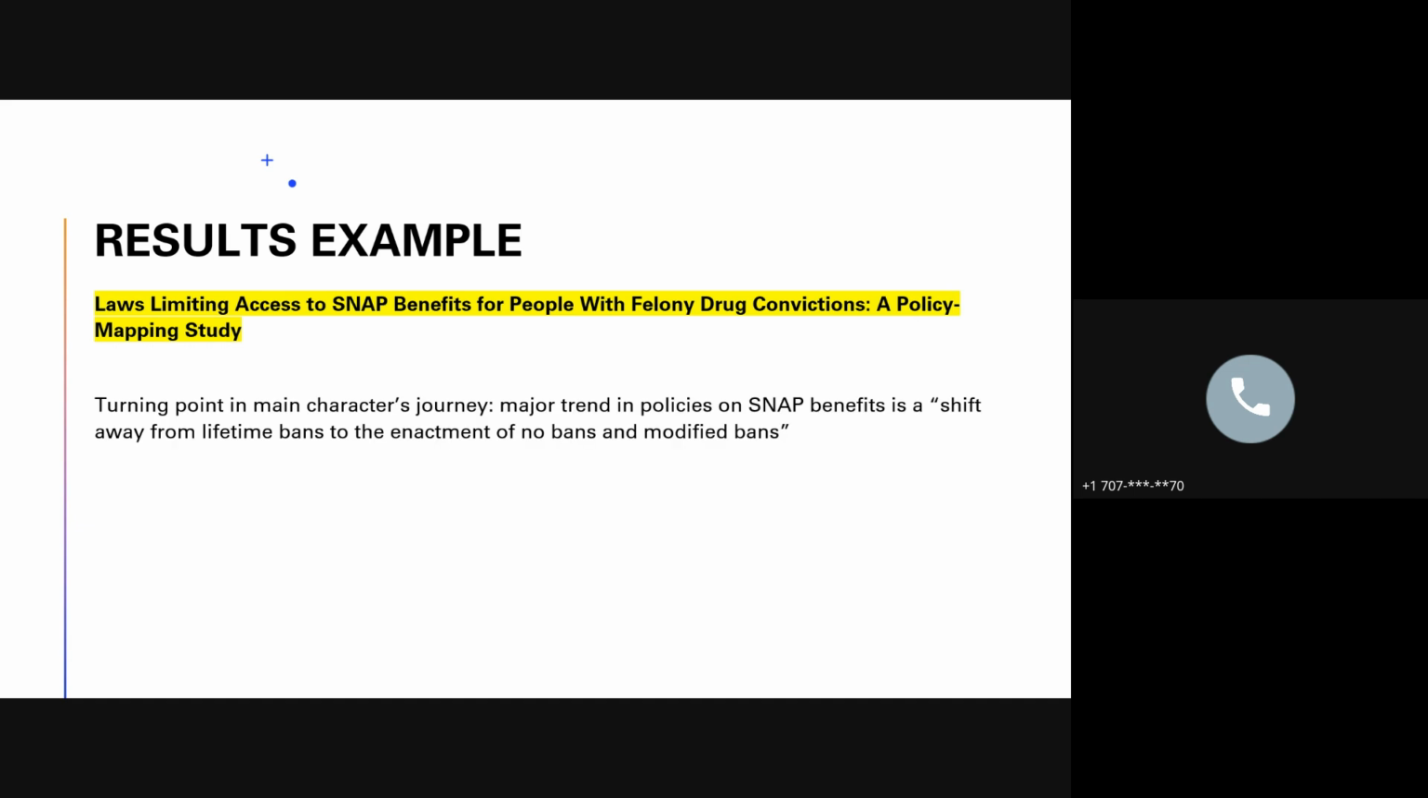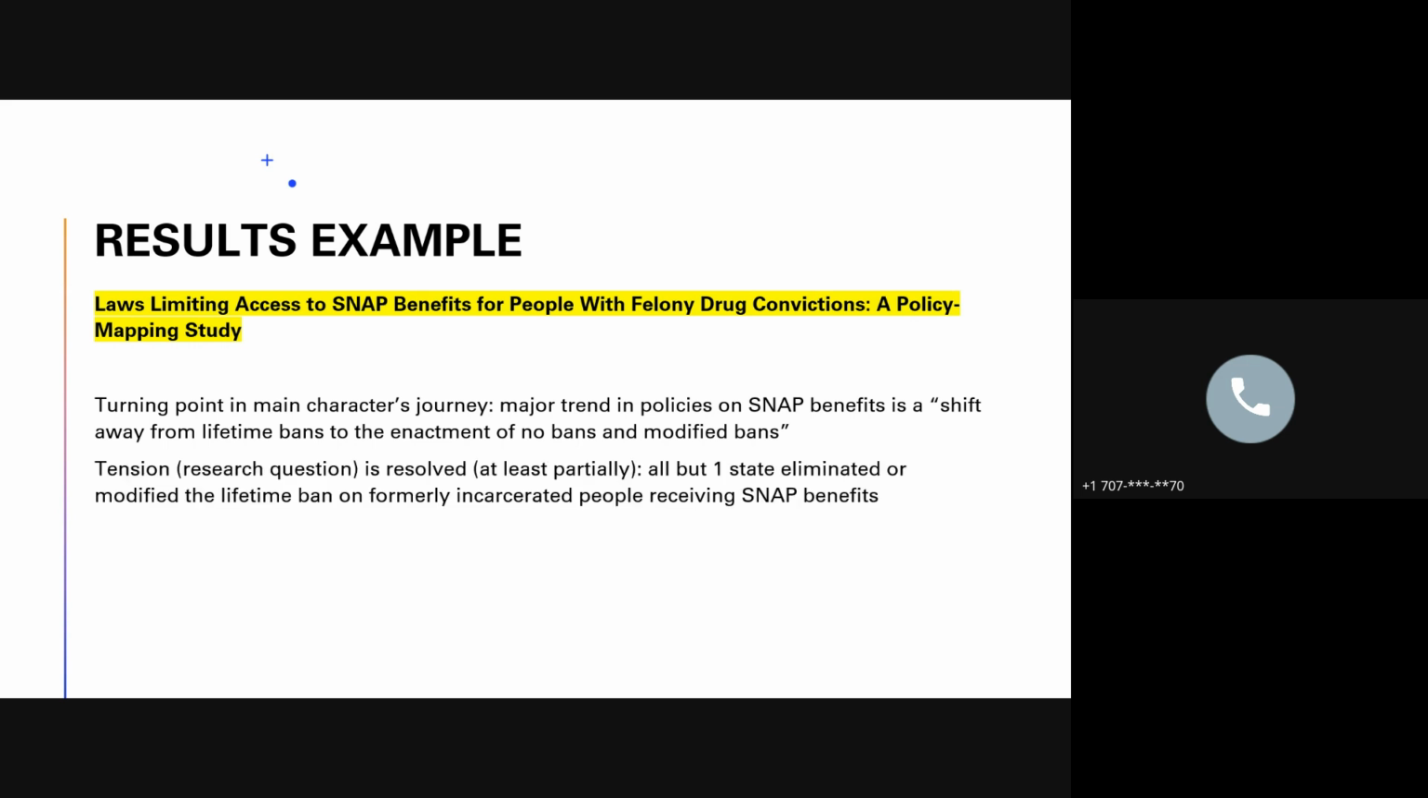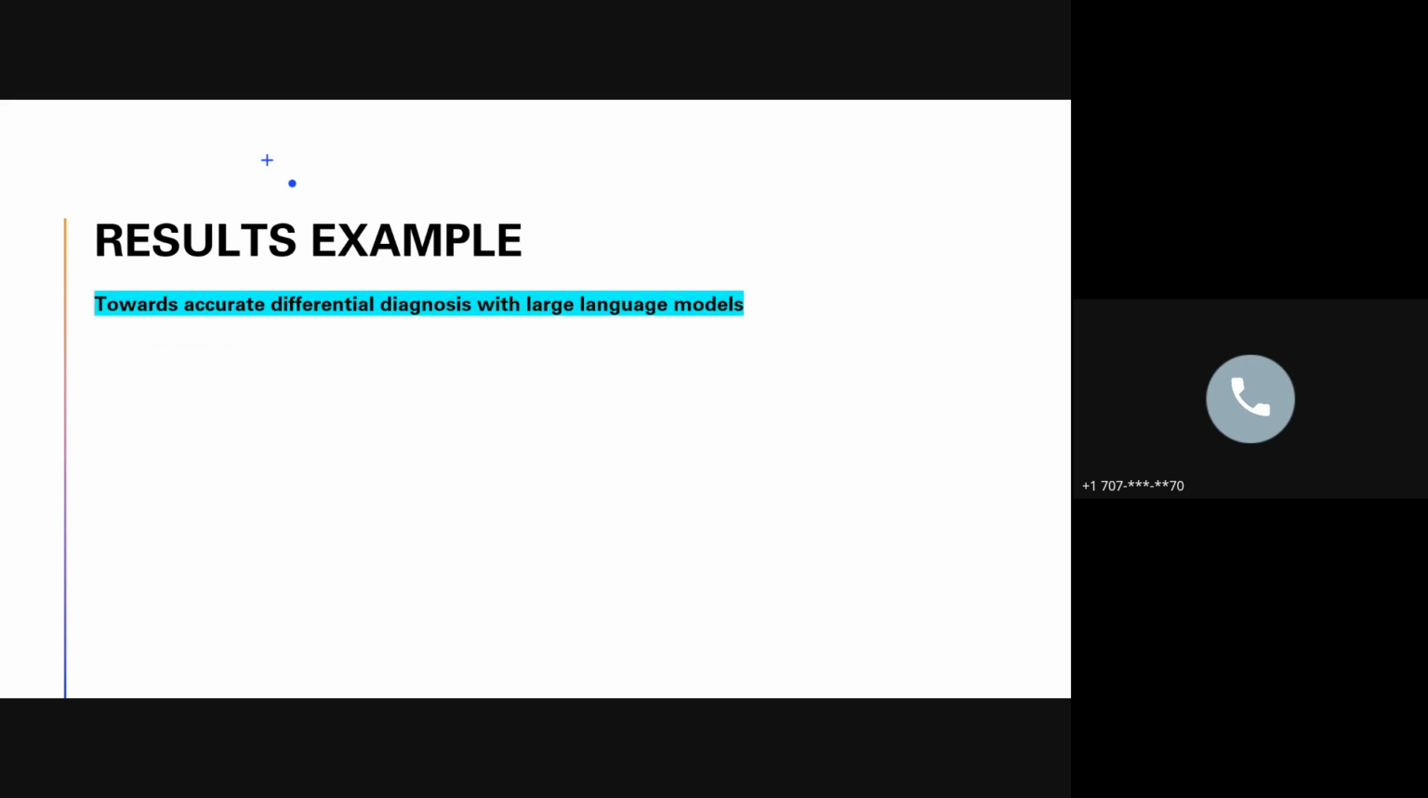So here's the example. With the SNAP benefits one, the turning point in the main character's journey is that we learn there's a major trend in SNAP benefit policies, a shift away from lifetime bans. States are either enacting no ban or a modified ban, so there's a lot more room for formerly incarcerated people to access SNAP benefits. And the research question being resolved: we learned that all but one state eliminated or modified the lifetime ban. So these are our results. Now we're understanding a little bit more about the question that we asked.